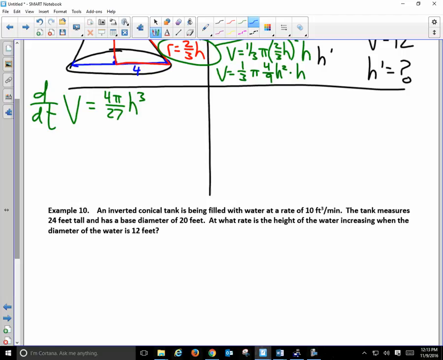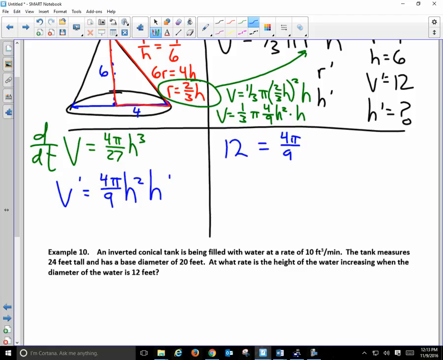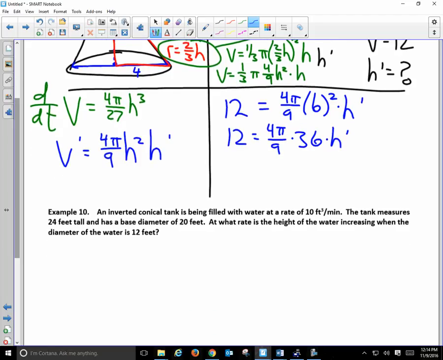The derivative with respect to time of volume is V prime equals, when I drop the 3 in front, that 3 over 27 will reduce to 1 over 9, correct? So I have 4 pi over 9 H squared H prime. So there's my H prime. What is V prime? 12 equals 4 pi over 9. H is 6, so I have 6 squared times H prime. Or 12 equals 4 pi over 9 times 36. 36 divided by 9 is 4, so I have 12 is equal to 16 pi H prime.